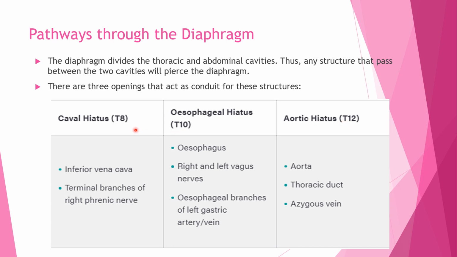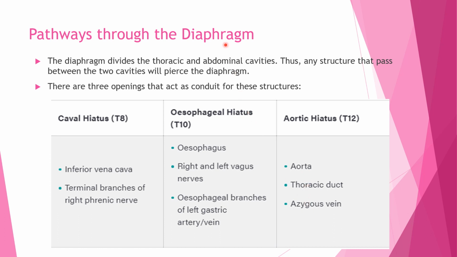The caval hiatus allows the inferior vena cava and terminal branches of the right phrenic nerve to pass through. Through the esophageal hiatus, the esophagus, right and left vagus nerves and esophageal branches of the left gastric artery and vein pass through. The aortic hiatus acts as a channel for the aorta, thoracic duct and azygous veins.